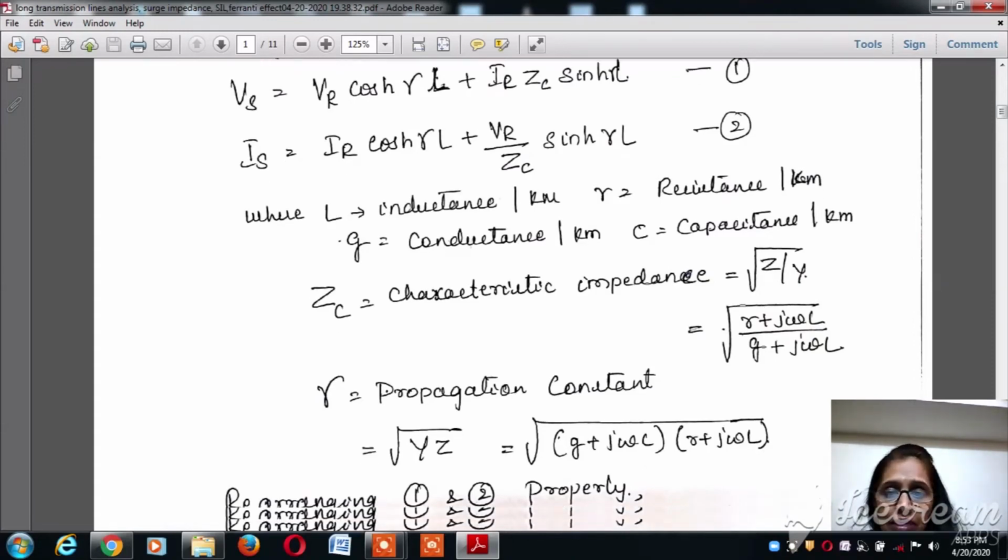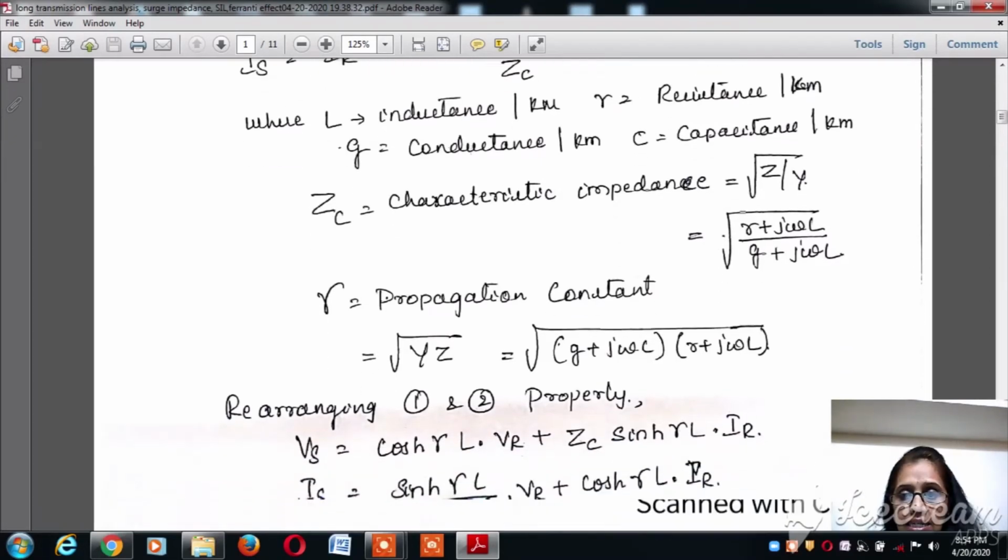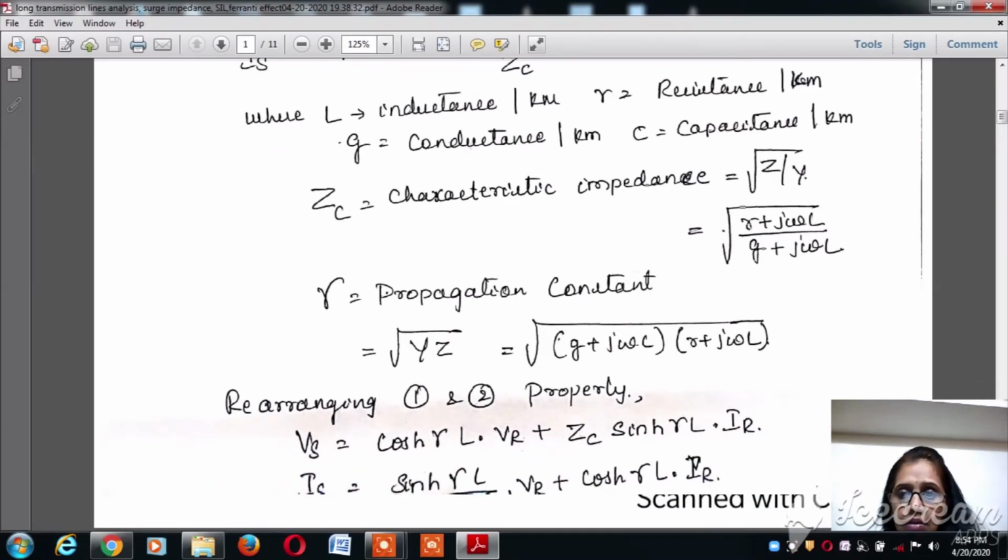Z is equal to r plus j omega L, because r plus jXL, where XL is equal to omega L. Y is the admittance, which is G plus j omega C, representing the shunt admittance. So now with this, gamma is the propagation constant, which is the square root of Y into Z. This is the square root of G plus j omega C multiplied by r plus j omega L.